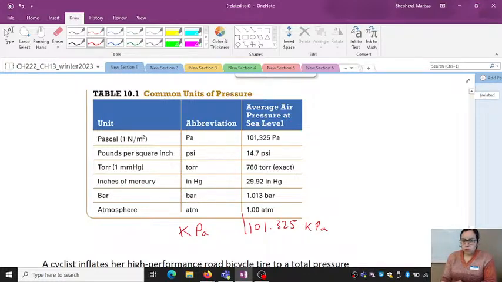There's also pounds per square inch. So you've probably seen this maybe on your car. So I think cars tend to be around 33 PSI for the tire pressure or so, at least for a regular little car. So that gives you kind of a rough idea. And then again, we had torr, so 760 torr, or 760 millimeters of mercury.